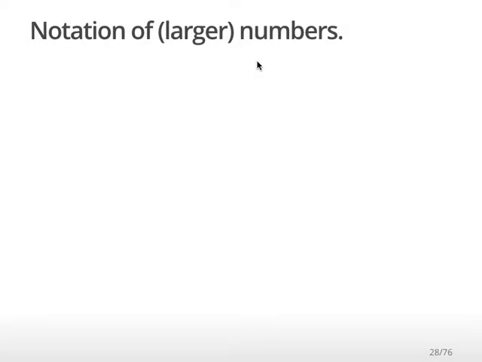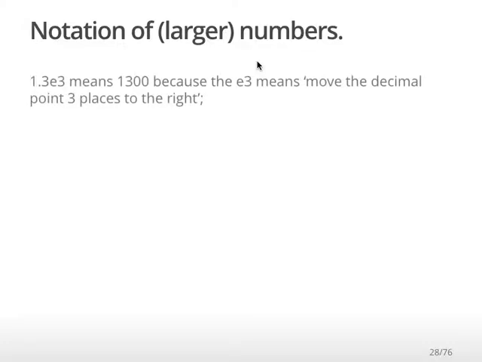And what I should tell you about, which you should know from Excel, is the notation of larger numbers. Very large numbers with lots of zeros take lots of space in the computer. So sometimes it will abbreviate 1.3E3, and E in this case is not the base 2.71, that number, but it basically means move the decimal to the right. So that would be 1300.